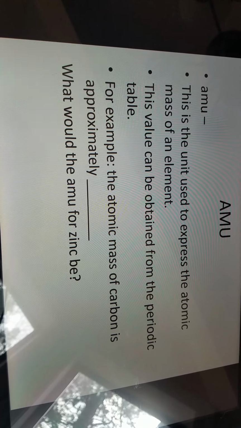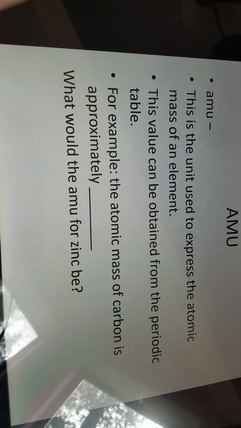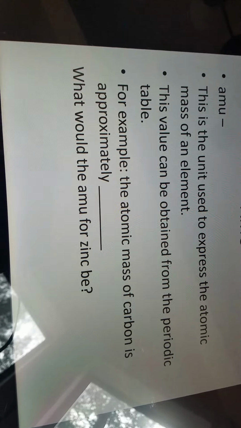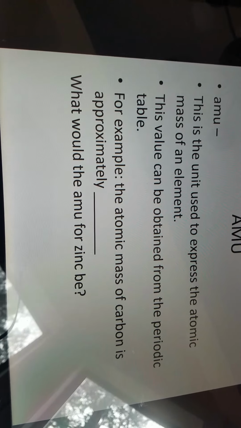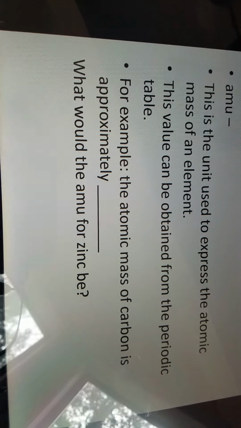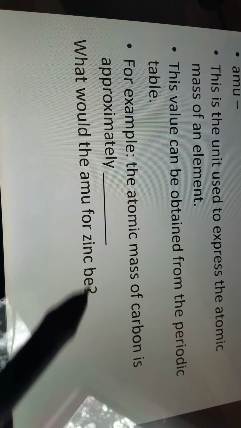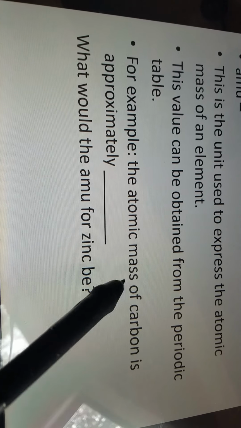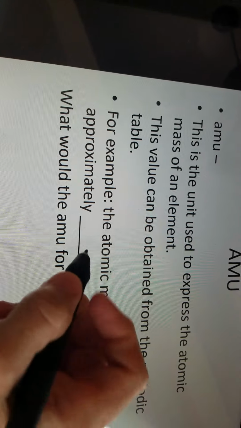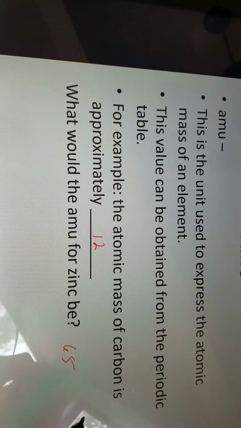If you remember from a while back, AMU means atomic mass unit. This is the unit we use to express the mass of an element. So if you go back and look at your periodic table, you can look up these values on the table. These are the ones that have the decimal values, and we usually just round to the nearest whole number. So for example, if you look up carbon, it should be approximately 12. If you look up zinc, it's going to be around 65.